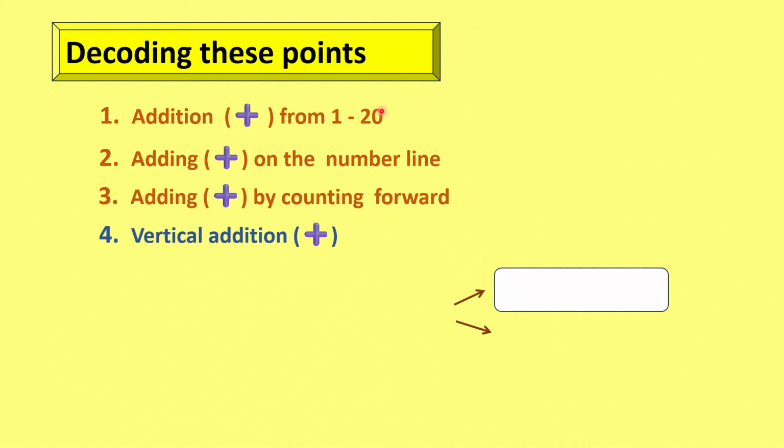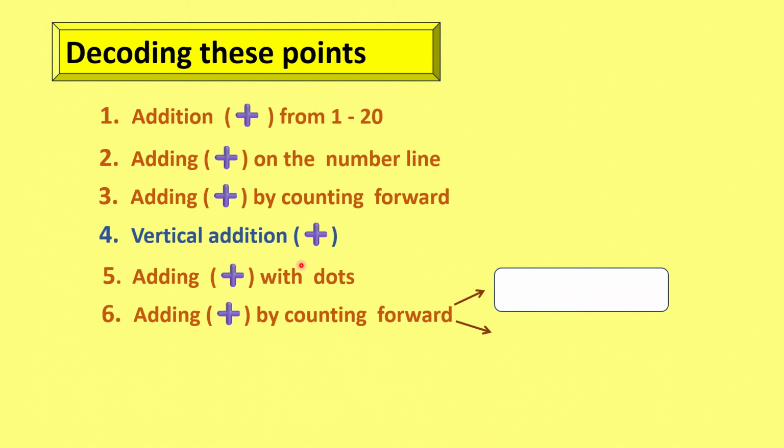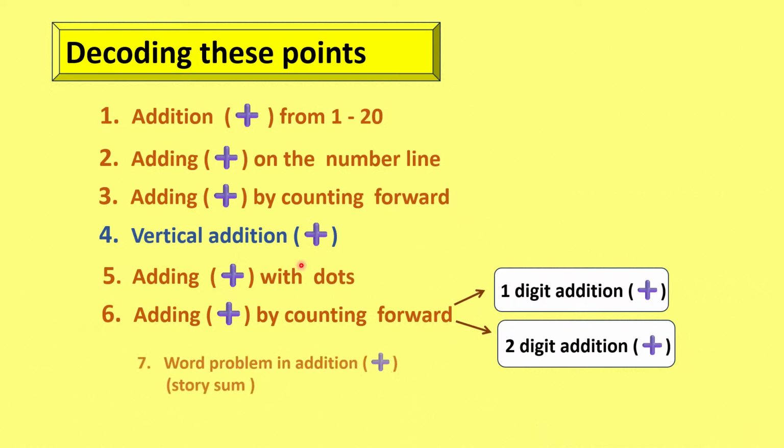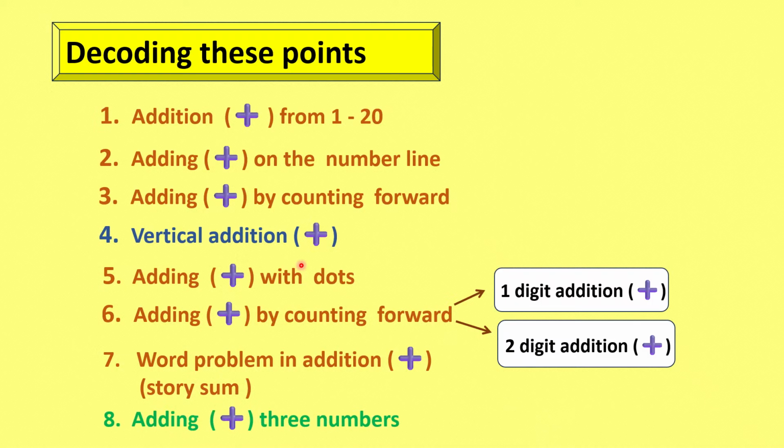And now our point today is vertical addition. After that, it's counting with dots. And the next one is adding by counting forward, where there are two types of addition. First one is one digit addition. Second one is two digit addition. The next point is word problems in addition. And the last point is adding three numbers.